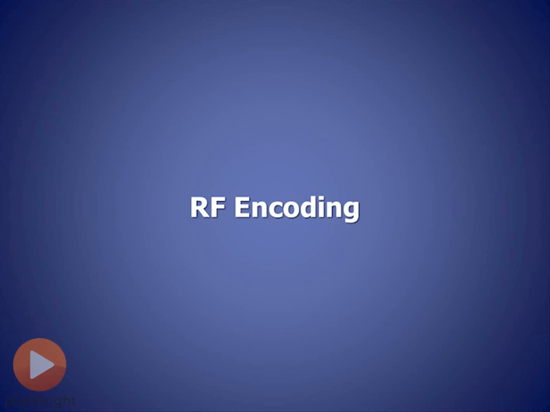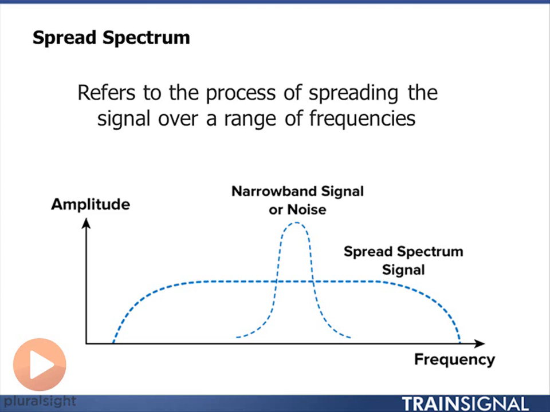So we've talked about how I represent my ones and zeros in waveforms, but we haven't talked about how I send my signals out over the air, how I actually transmit in the frequency band. And that's what we're going to talk about here when we talk about RF coding. We're going to talk about direct sequence spread spectrum, OFDM. So let's first talk a little bit about spread spectrum.